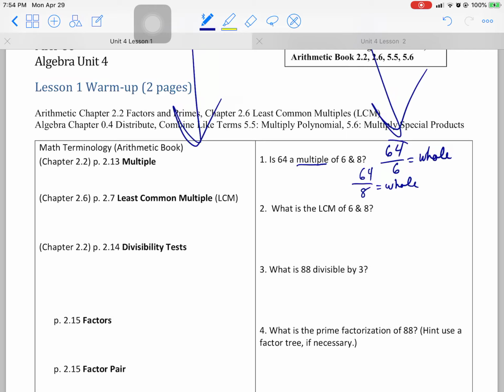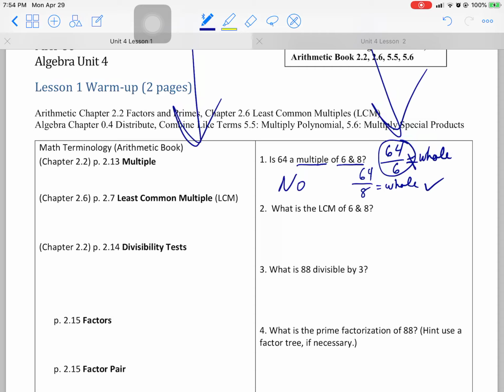But if you put this one in your calculator, you'll see it doesn't equal a whole number. This one it does, but they would have to both be this to say yes. So you're going to have to say no. 64 is not a multiple of 6 and 8 because they're both not.